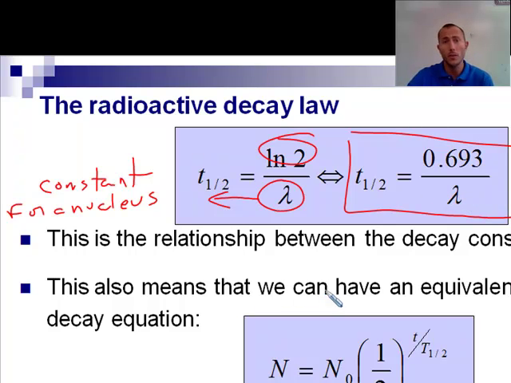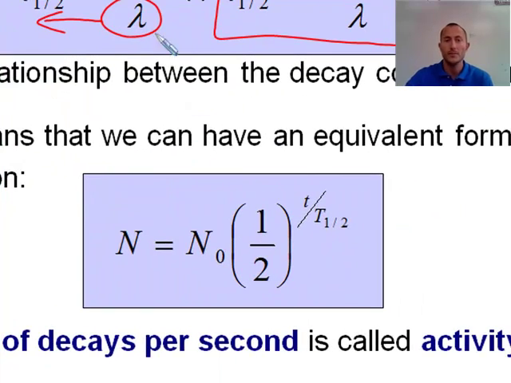Now this also means that we can have an equivalent formula for the decay equation, and in this the number of particles at a given time is again equal to the number that you start with times 1/2 to the t over half-life. So the time t divided by the half-life of that particular nucleus.